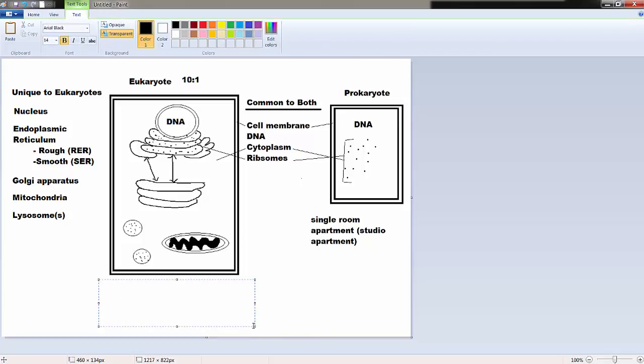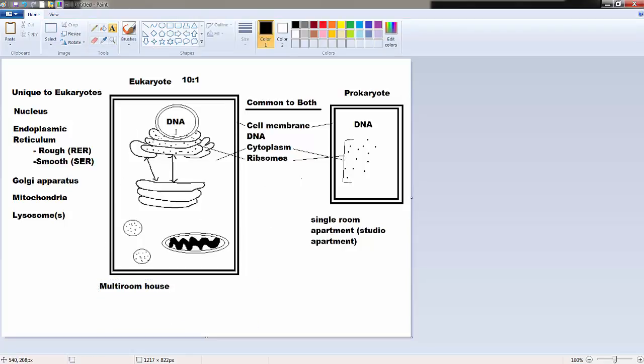A eukaryote in this analogy is more like a traditional multi-room house, where you've got the house itself, which would be the cell, but within the house you've got separate compartments. So you've got the nucleus, which might be like your master bedroom, and you've got the endoplasmic reticulum, which might be like the living room, and then you've got the kitchen, and the bathrooms, and the study room, etc. Right? So each part of the house has its own function. They all work together as a unit, but each one has its own thing going on. And this is true of the eukaryotic cell.